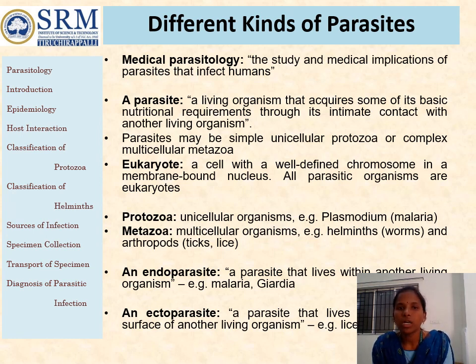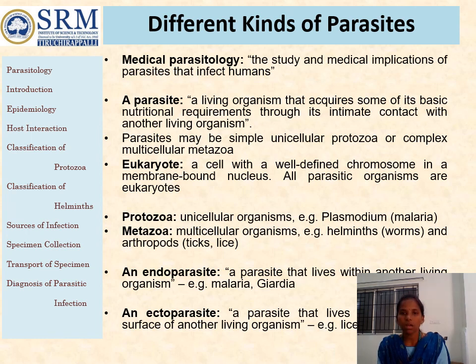So coming next, parasites may be simple unicellular protozoa or complex multicellular organisms. So they belong to the eukaryotic organisms. What is eukaryotic? It has well-defined chromosomes in a membrane-bound nucleus. All parasitic organisms belong to the eukaryotic organisms. Parasites can be classified into two categories.